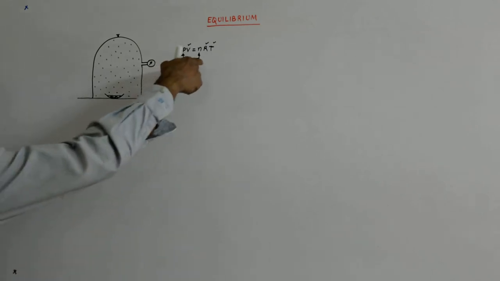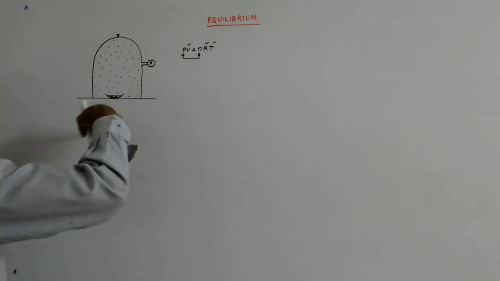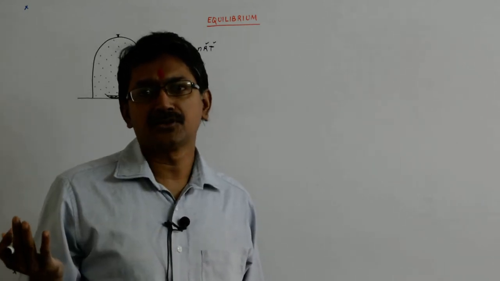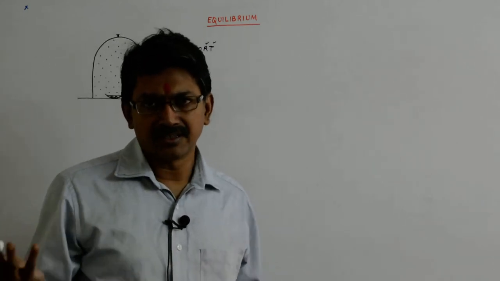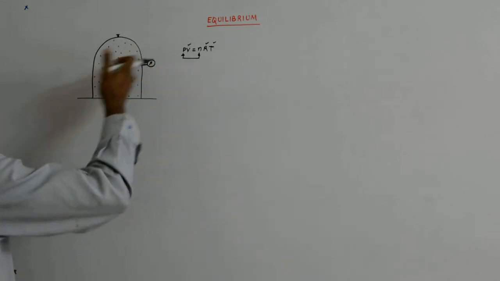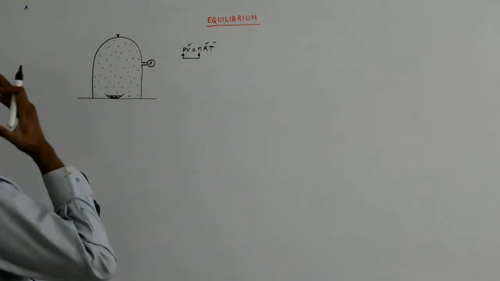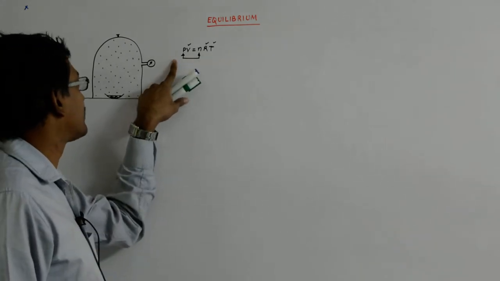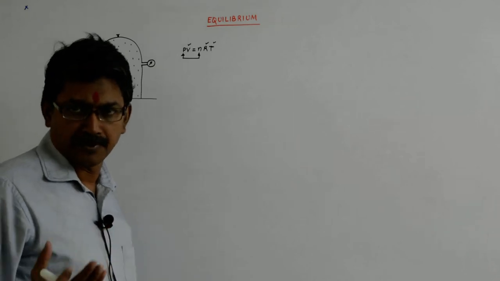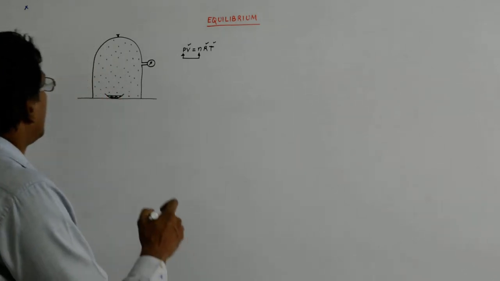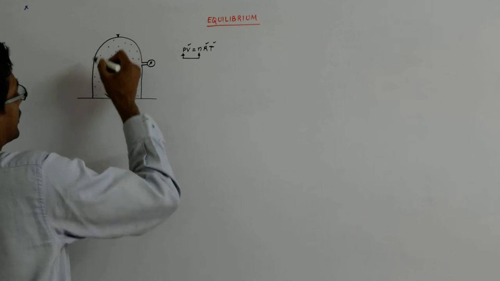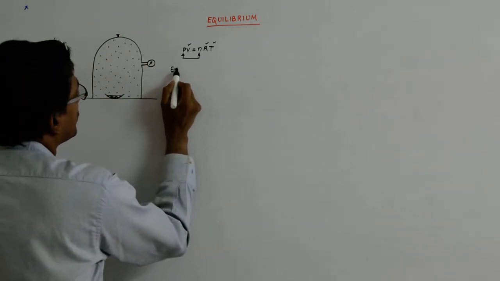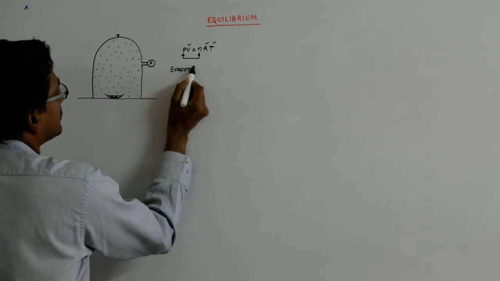How can n go up? It means some of the water here has evaporated and come into the gaseous state. Otherwise, there is simply no other way. No more gas is entering this. So that is the way n can go up, and it is this increase in n which is making the pressure go up. Why should so many molecules go into the vapor phase? That we have been studying, that is due to evaporation.